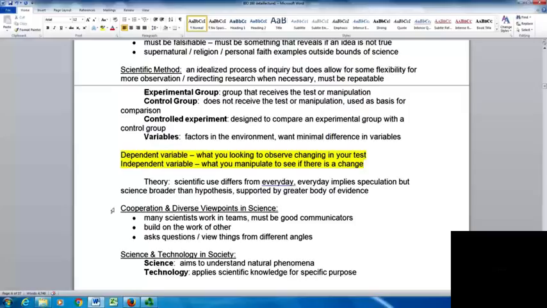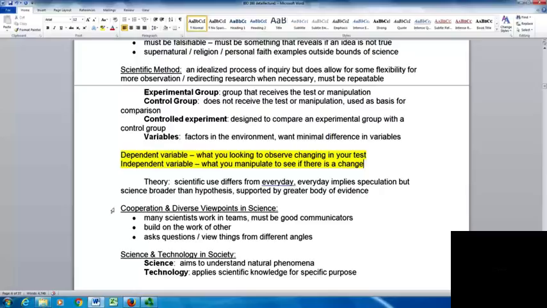So with science, most scientists are going to work together in teams. We find that having cooperation and diverse viewpoints is really helpful. So if you're working in teams, you must be good communicators. In science, we try and build on the work of others, rather than reinventing the wheel. So the effects of Tylenol on pain have been well studied. Nobody's interested in you studying the effects of Tylenol on pain again and redoing the other work. We want to learn something new, so we're building on the work of what somebody else has done.